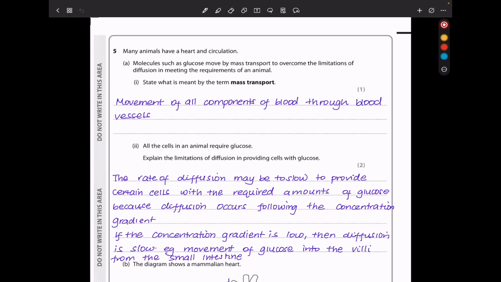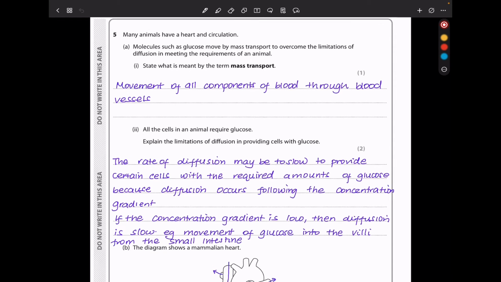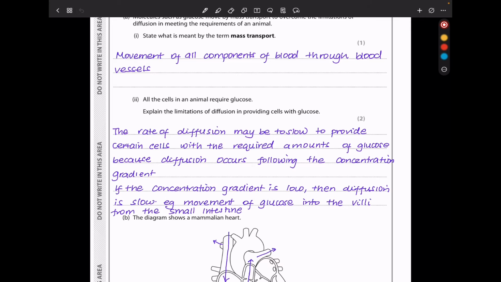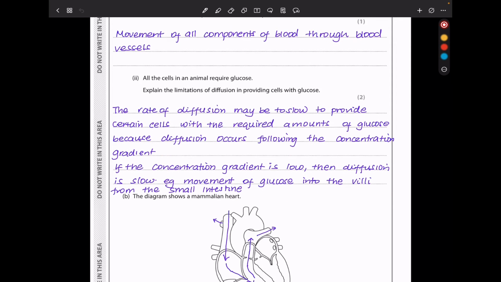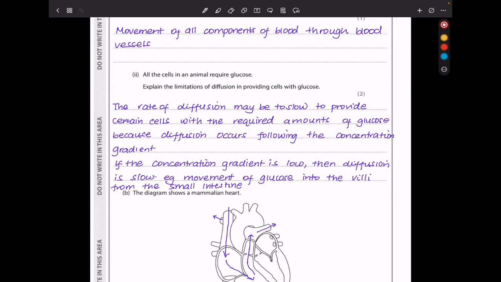Let's continue to question 5. In question 5, many animals have a heart and circulation. Molecules such as glucose move by mass transport to overcome the limitations of diffusion in meeting the requirements of an animal. State what is meant by the term mass transport. In this context, mass transport is the movement of all components of blood through blood vessels. And then they say all the cells in an animal require glucose. Explain the limitations of diffusion in providing cells with glucose.